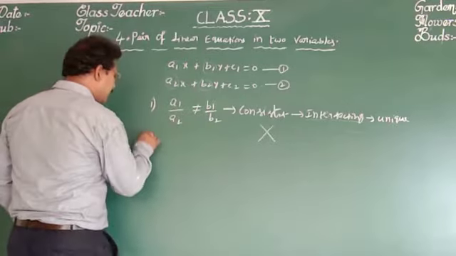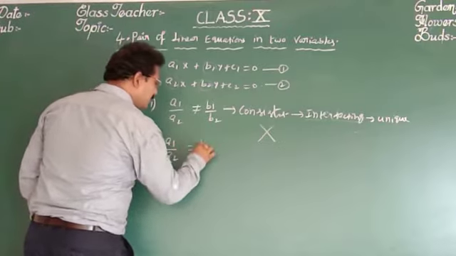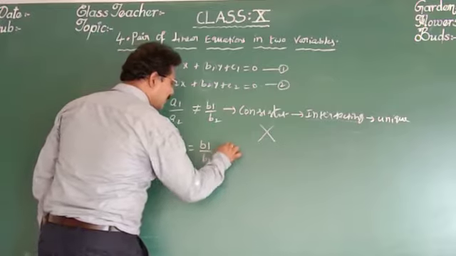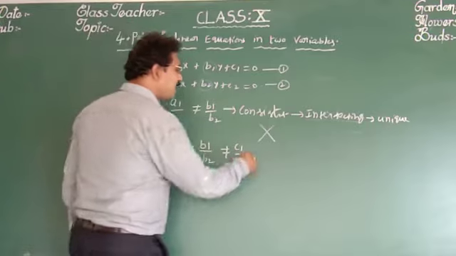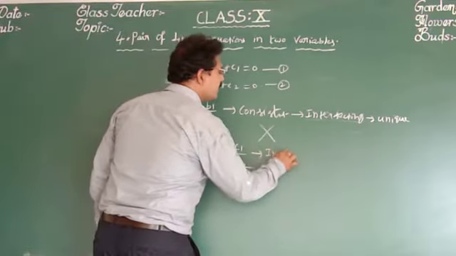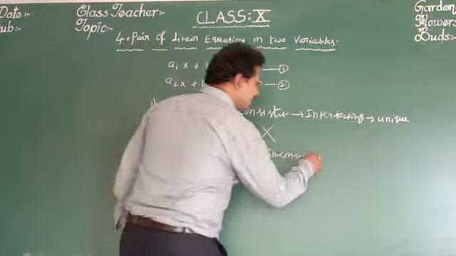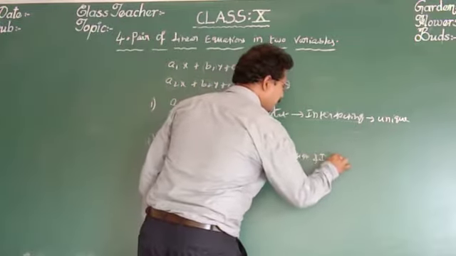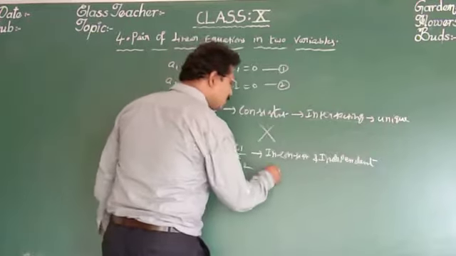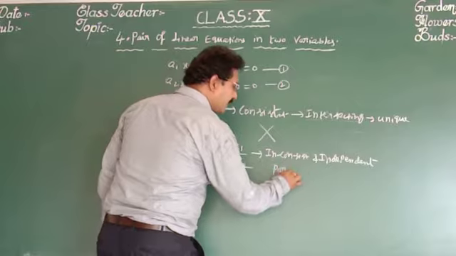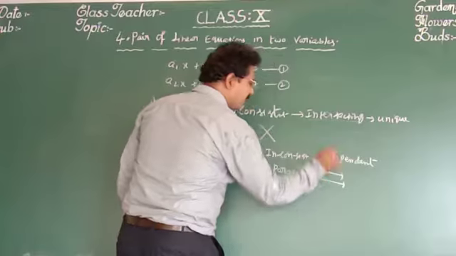Next, see the second one. a1 by a2 is equal to b1 by b2 is not equal to c1 by c2. That means the constants are not equal. Then they are inconsistent equations, inconsistent and independent lines. That's why those two lines are parallel. Those two lines are parallel lines, like this. These two lines are parallel lines.